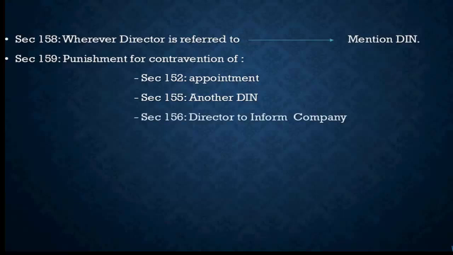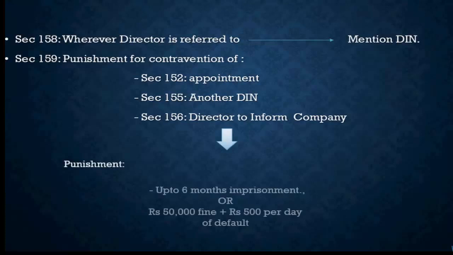Next is section 156. That is, once the director obtains the DIN, he has to inform it to the company within the period of 1 month. If he fails to do so, he will attract the same penalty, right? And what are the penalties? The punishment would be imprisonment up to the period of 6 months. That is the maximum. So the imprisonment would range from 0 period to 1 month, 2 months, 3 months, up to the maximum of 6 months.